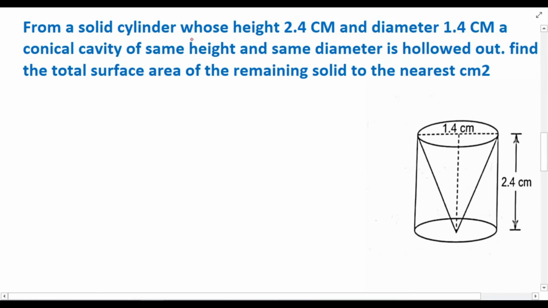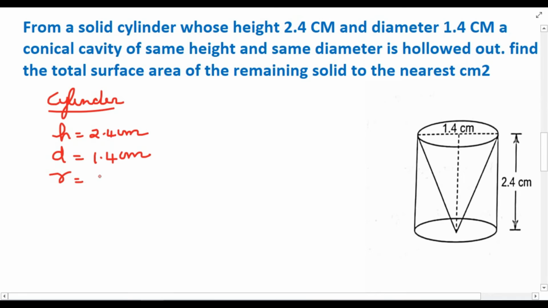Next question. From a solid cylinder whose height is 2.4 centimeter and diameter is 1.4 centimeter. So we have a cylinder, you can see in the picture, height of the cylinder is 2.4 centimeter and diameter of the cylinder is 1.4 centimeter. So radius will be 0.7 centimeter. Then a conical cavity of same height and same diameter is hollowed out. So the cone is also having same height and same diameter, so the radius will remain same. We need to find the TSA of the remaining solid.